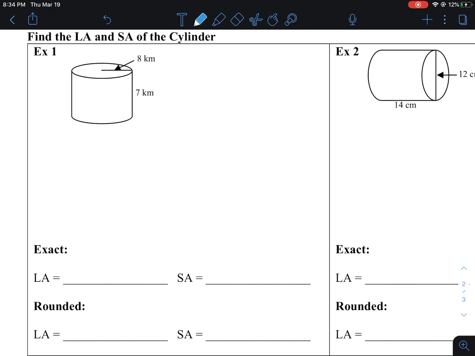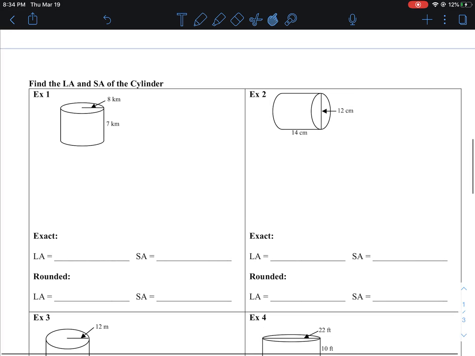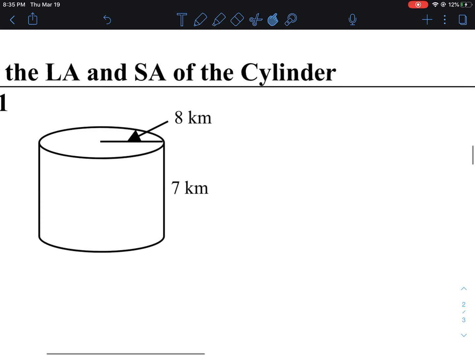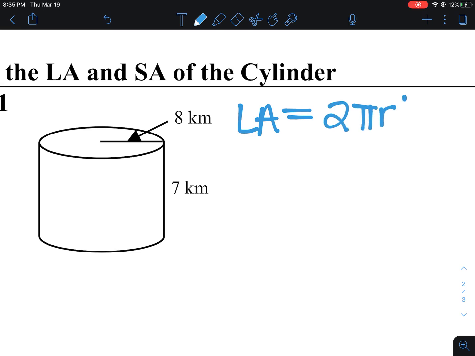And then when it says rounded answer, you would want to type the pi into the calculator and round to like the hundredths place, right? Normally we just do a couple decimal places. So, okay, let's first find the lateral area of this cylinder. So remember, I'll just write this. Remember, it's 2 pi r h.